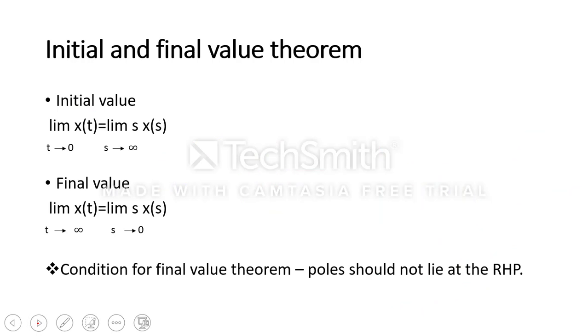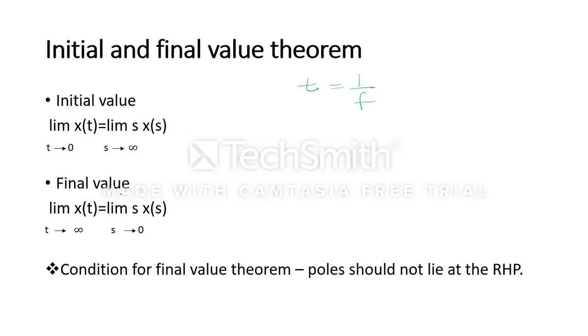Now next is initial and final value theorem of Laplace transform. Initial value theorem, we can also say that when t tending to 0, and we know that t is equal to 1 by f. So because s is nothing but a frequency, if time is 0 means frequency will be infinite. So the formula for initial value theorem is limit t tending to 0 x(t) is equal to limit s x(s) when s tending to infinity. And the next is final value.